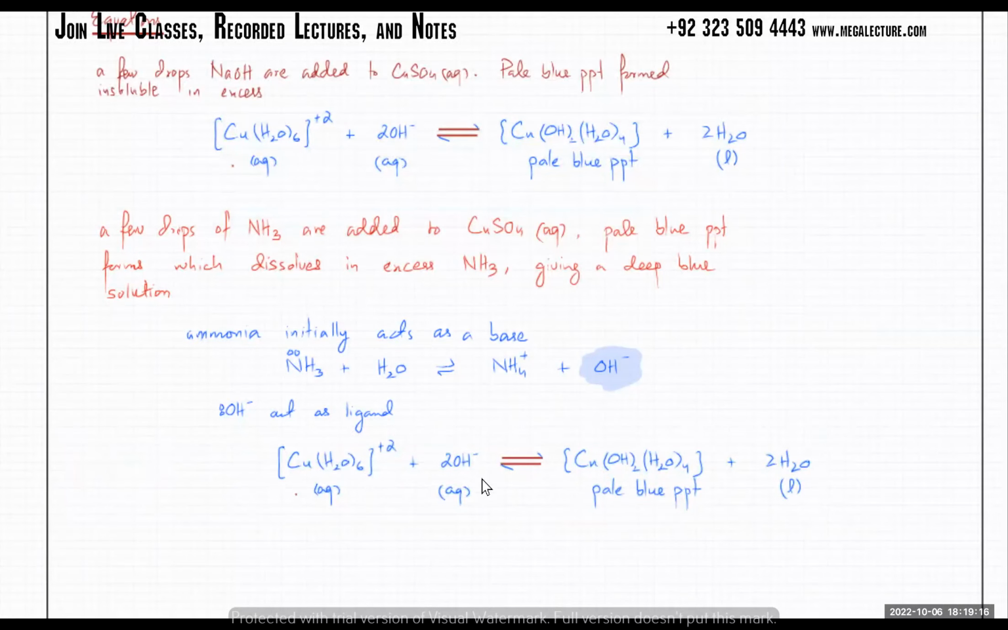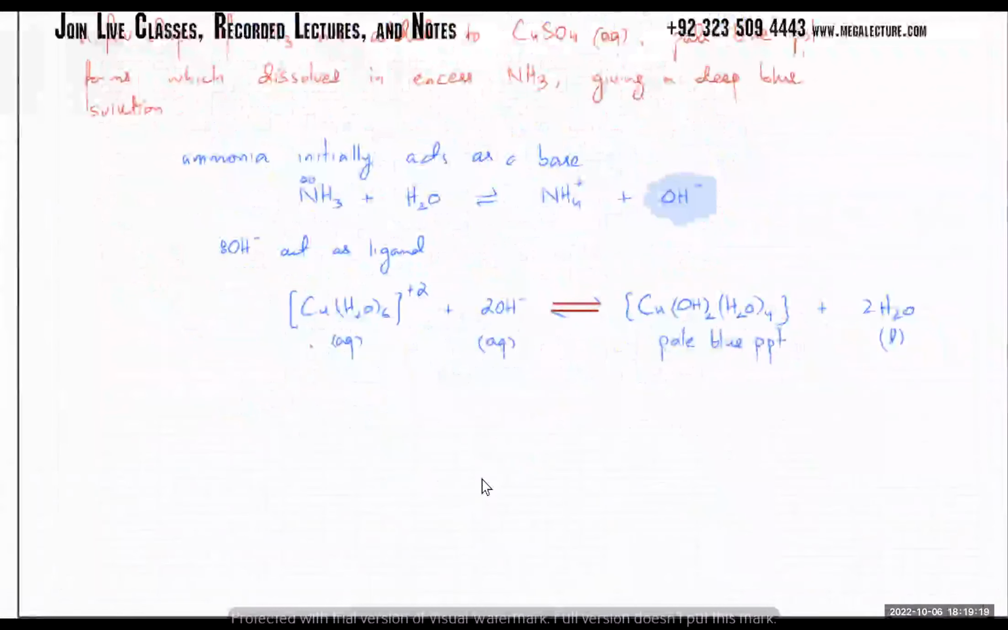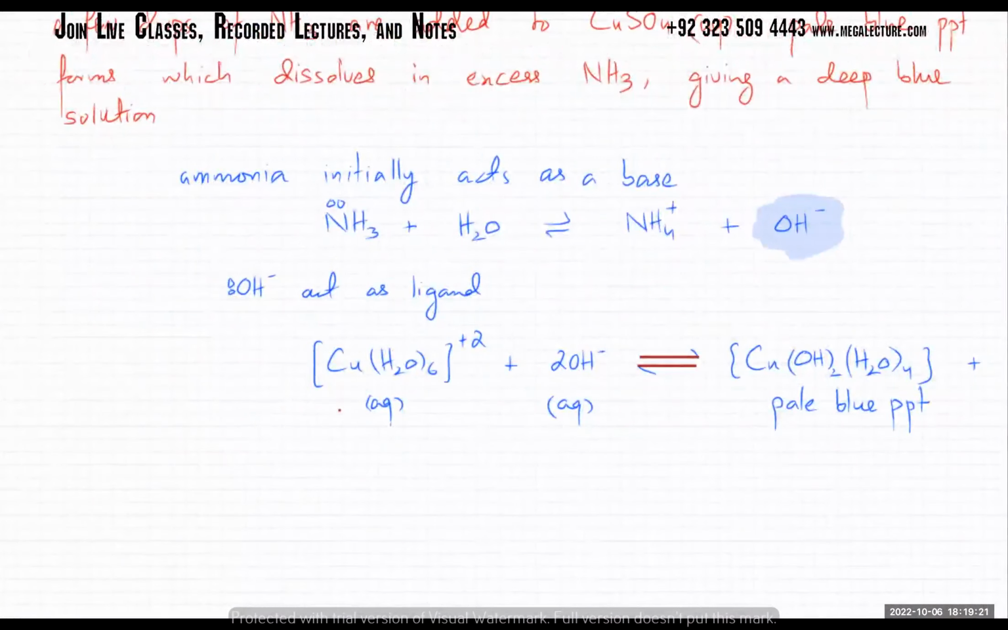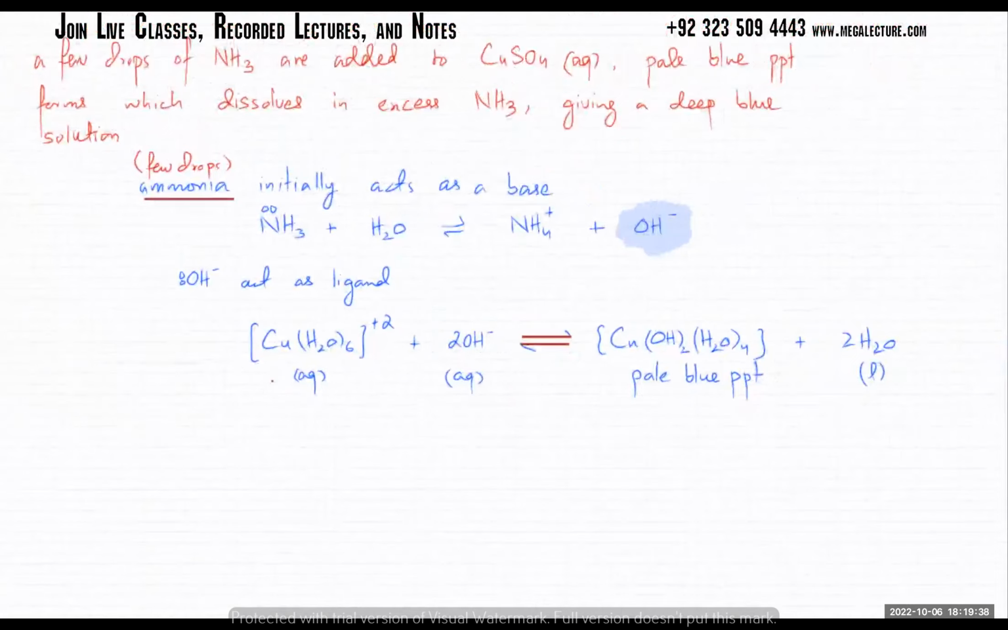So initially, the ammonia is not acting as a ligand. The few drops that you added ended up ionizing water. So ammonia is not initially behaving as a ligand. So is this clear that why you're getting a pale blue precipitate? Is this clear?